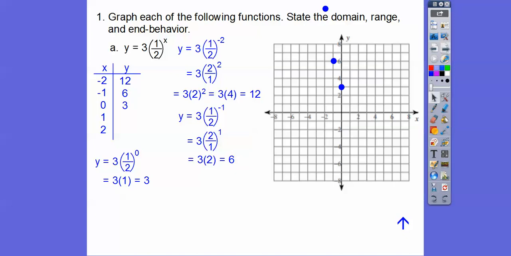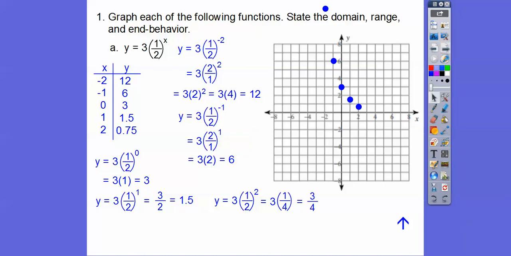Let's plug in 1. So 3 times 1/2 is 3 halves, or 1 1/2, or 1.5. Plug in 2: 3 times 1/2 squared. 1/2 squared is 1/4, so 3 times 1/4 is 3/4. So there's my backwards J curve right there.